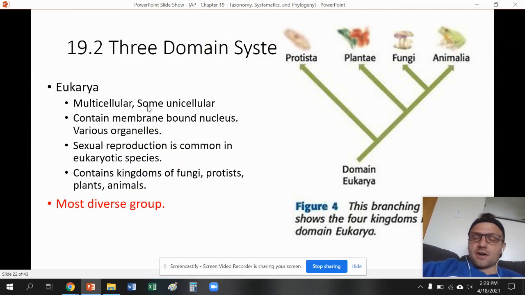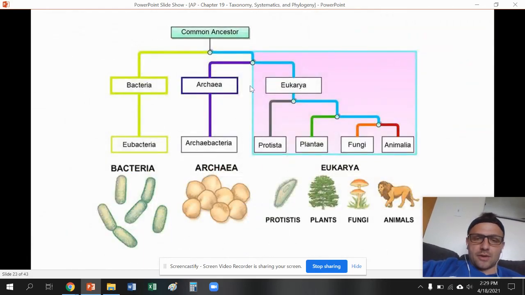This is multicellular. There are some that are unicellular, and those are the protists. They contain organelles and they have a nucleus. They reproduce sexually. That's the most common type, and they contain the kingdoms, like I said, the protista, plants, fungi, and animals. You can see here bacteria, archaea, and then eukarya. We have the kingdoms here: the protista, the plants, the fungi, and the animals.